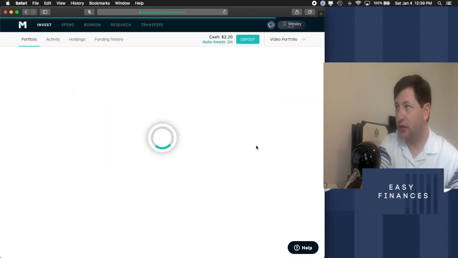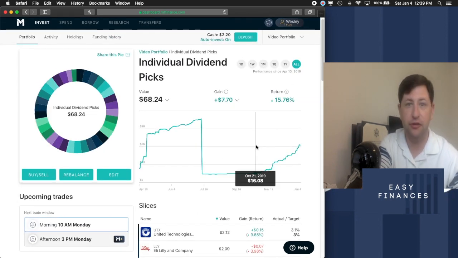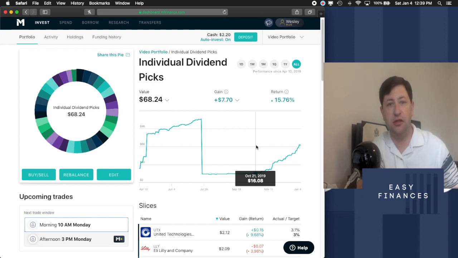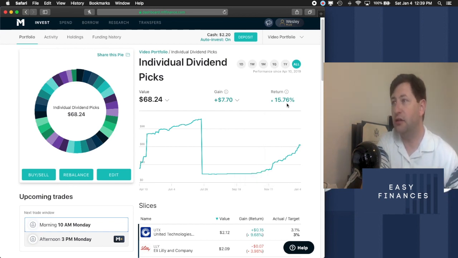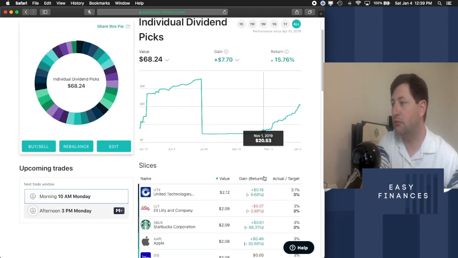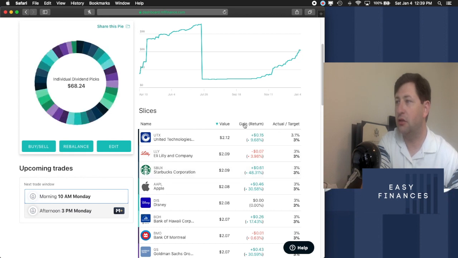And individual dividend picks, which I am going to do a video on in the near future. This is what I want to pick up on substantially for 2020, actually, and cover in detail. You see, it's got a pretty good return. Pretty good earned dividends, not quite as high as the high yield dividend ones, but pretty good nonetheless. And here's what we have.